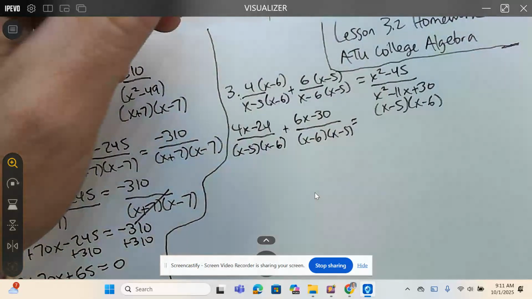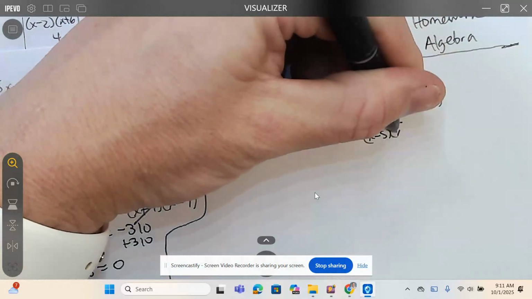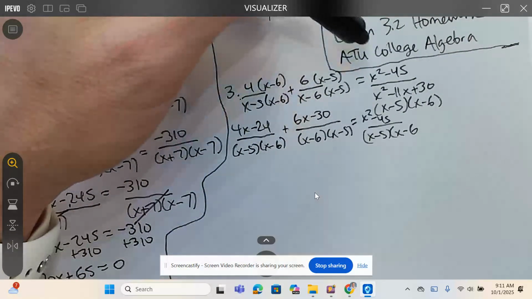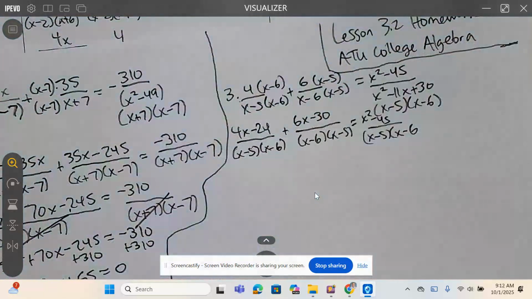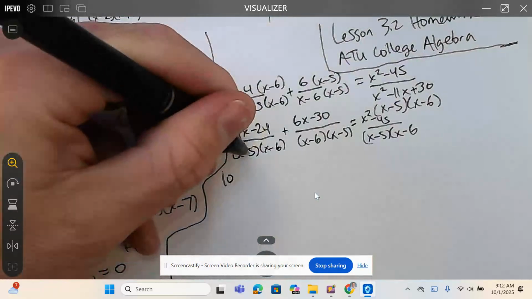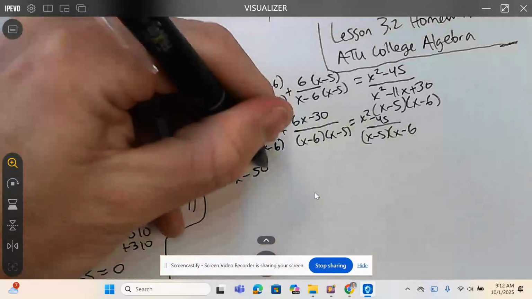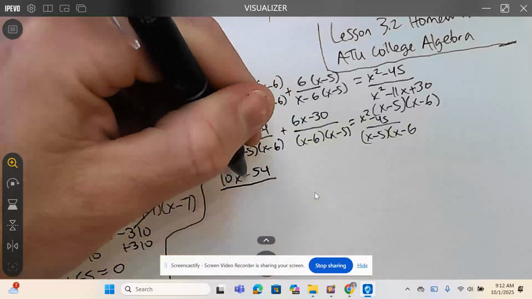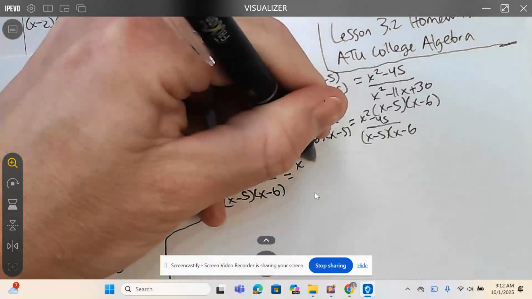equals, why did I write that there? I didn't mean to write that, so crammed. So I can add 4 plus 6 is 10, x, negative 24, minus 30, negative 54. So I can add those together. Equals x squared minus 45.